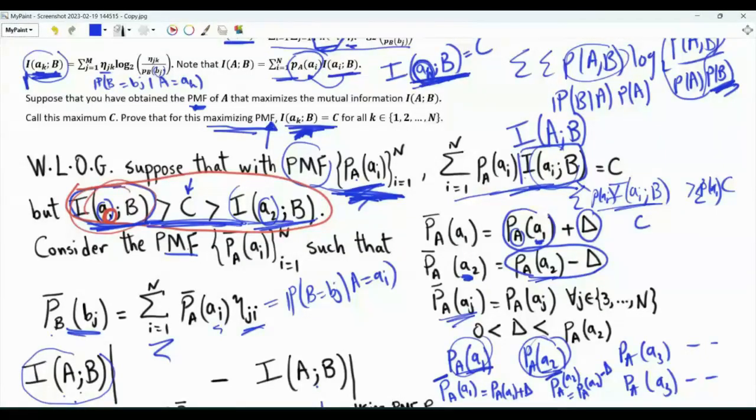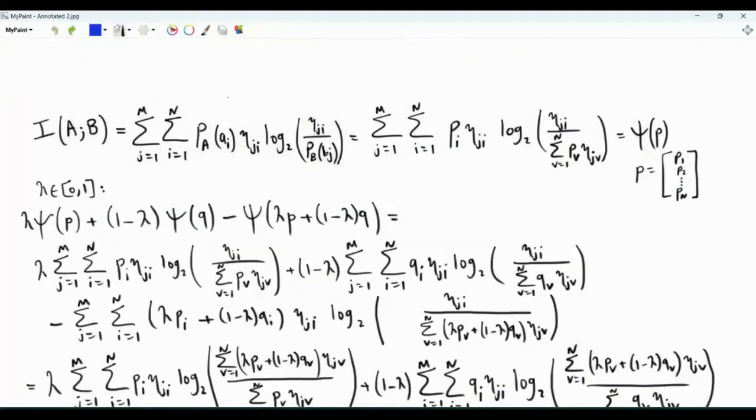Now, if you maximize the mutual information, that's it. You cannot find a mutual information that is higher. Our conclusion is that the PMF that maximizes the mutual information between discrete random variables A and B must make all those quantities equal to each other and equal to the value of the maximum mutual information. The solution we have just finished is elementary.